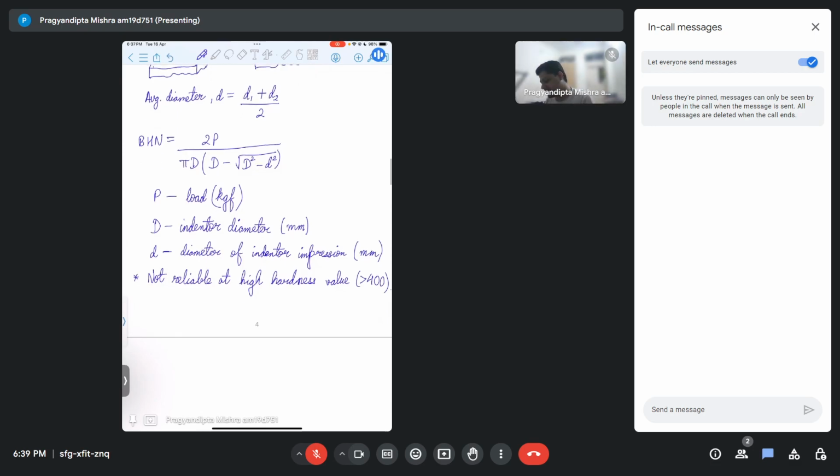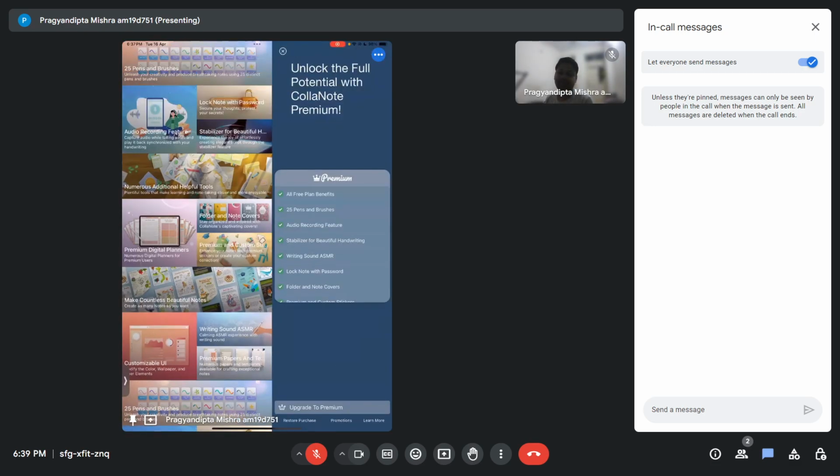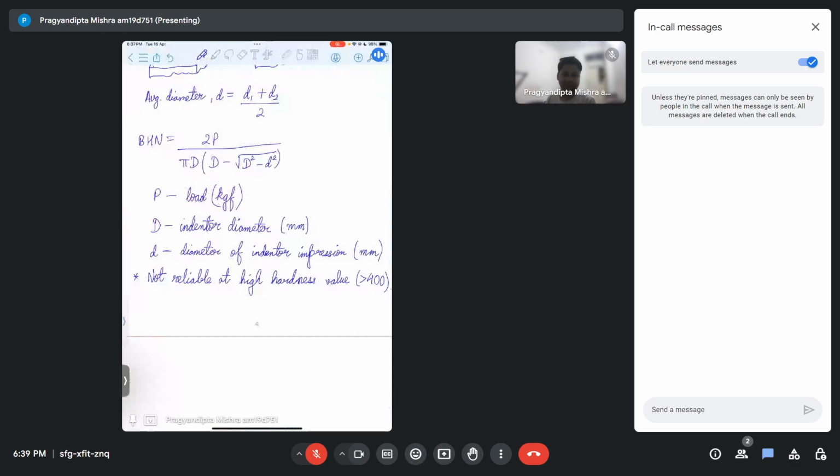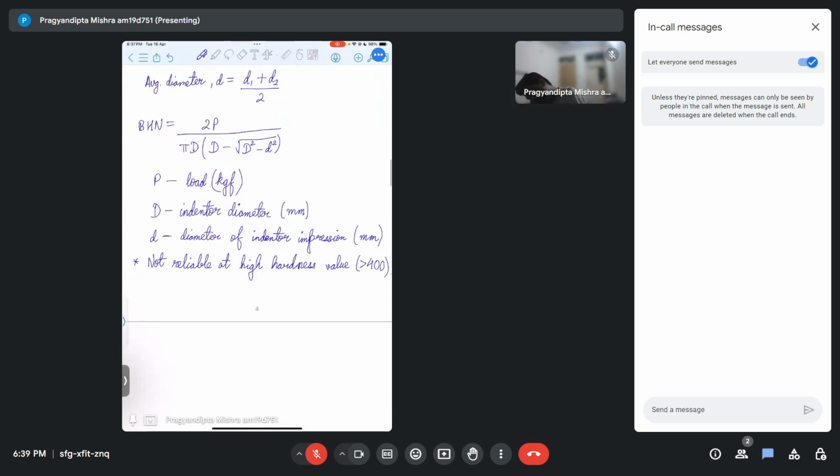So next, moving on to the second type of hardness testing, which also follows the same footprints of indentation hardness: Vickers hardness testing.